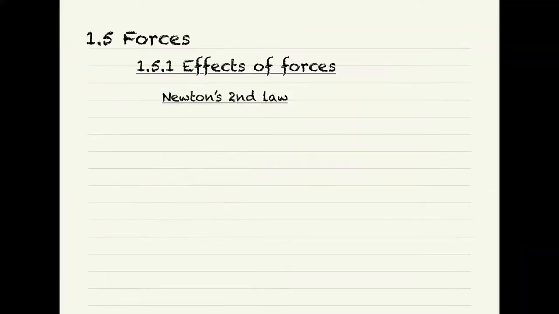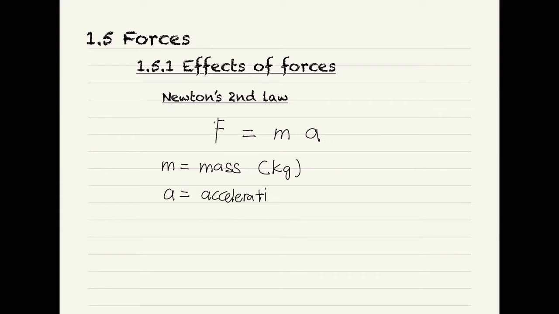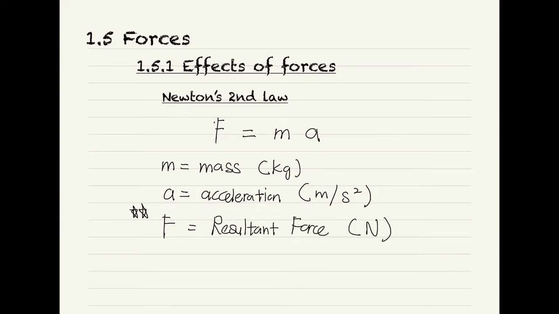For Newton's second law, we have one formula here, F equal to ma. M means mass with unit kg. A is acceleration with unit meter per second square. F here, you must take care about the F here, is resultant force with unit Newton.